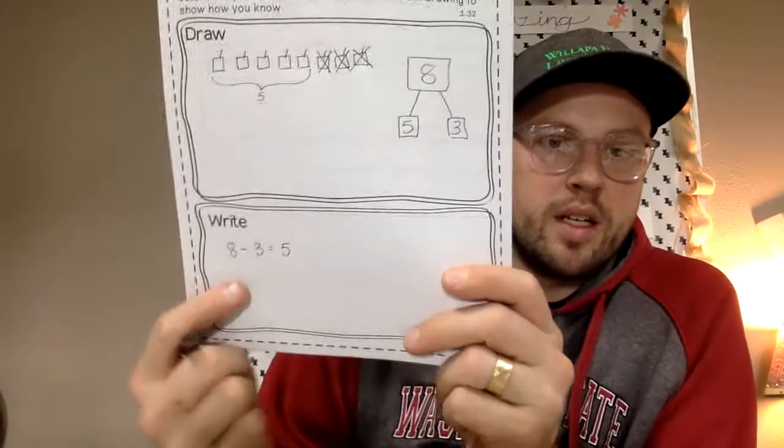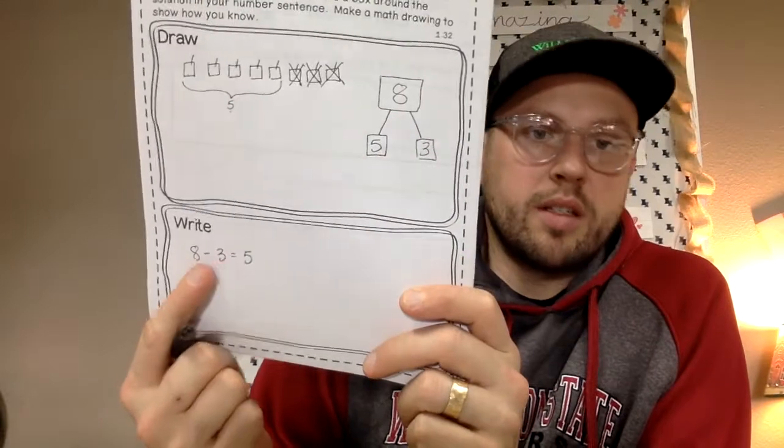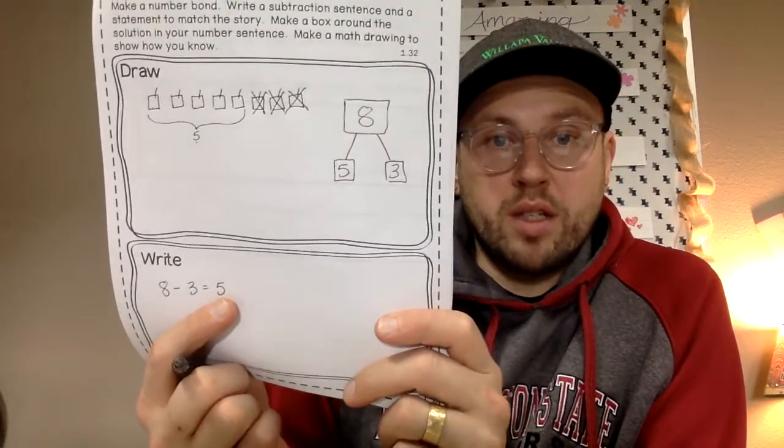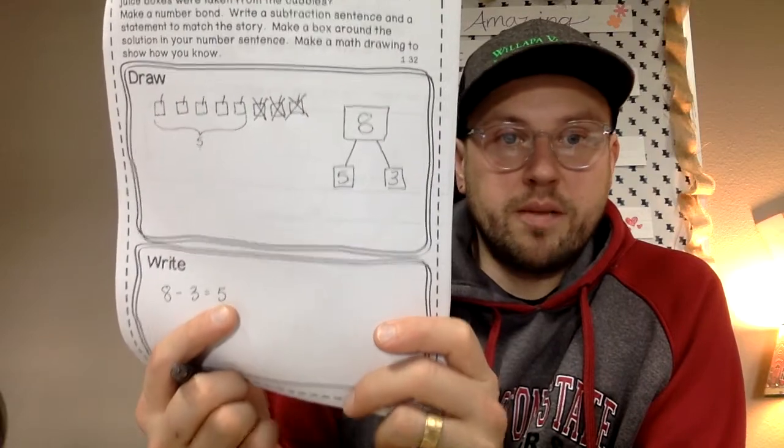Let's make sure we have, so it says, we need to make a number bond. We did that. Write a subtraction sentence. Okay, so 8 minus 3 equals 5. Because it started out with 8 in the cubbies, 3 of them were taken and consumed, 5 were left over in the cubbies. Okay?